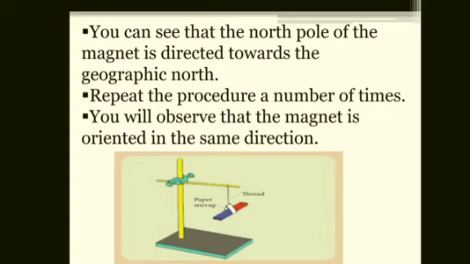So after we disturb the suspended magnet, what happens? After some time it will come to rest. You can see that the north pole of the magnet is directed towards the geographic north. We are repeating this procedure a number of times. You will observe that each and every time the magnet will stop in the same direction.